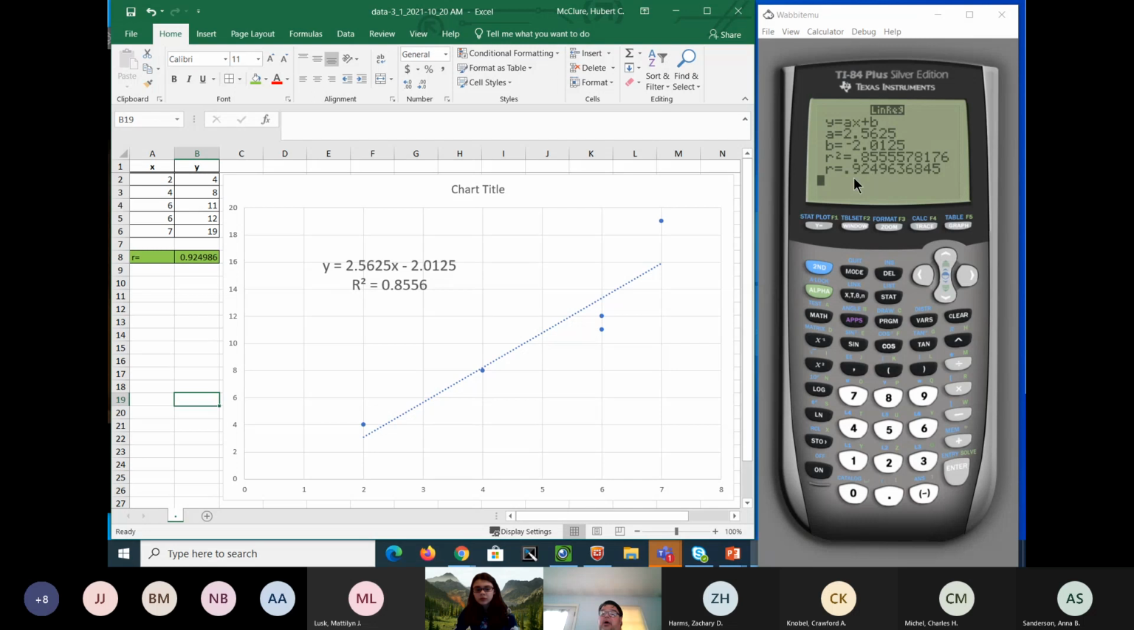Now, how do you draw that on the calculator? Well, you take your handy dandy y equals button and you type in 2.5625x minus 2.0125 and graph. It's a miracle. There you go. And now you've got 2 resources to do this problem.